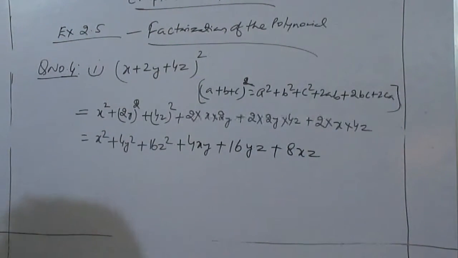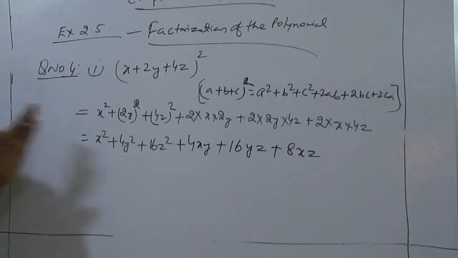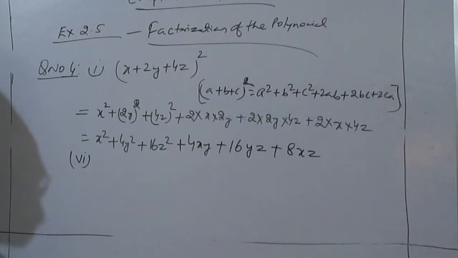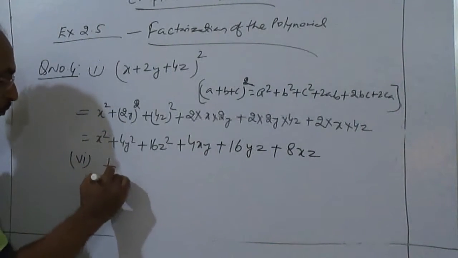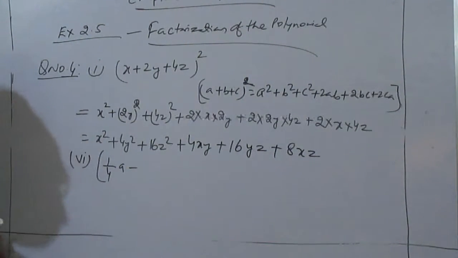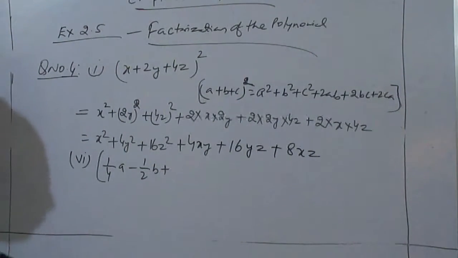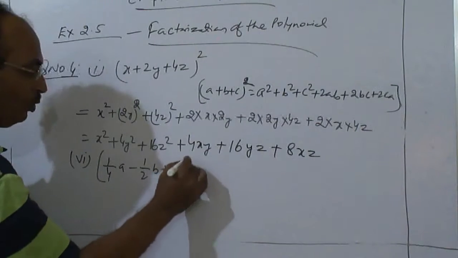Now, any other question, just tell me. The same identity we have to use everywhere. No problem. Tell me, anyone. Sixth one. Okay, sixth one, what is it? 1 by 4 a minus 1 by 2 b plus 1 whole square.